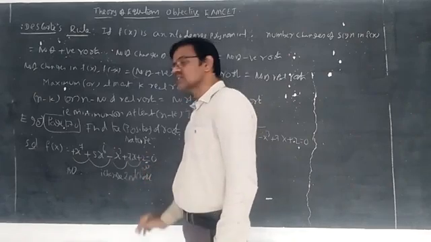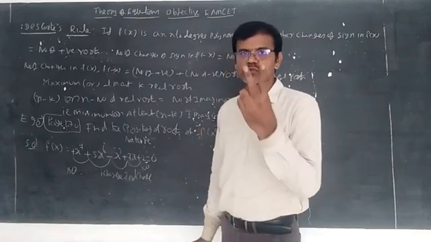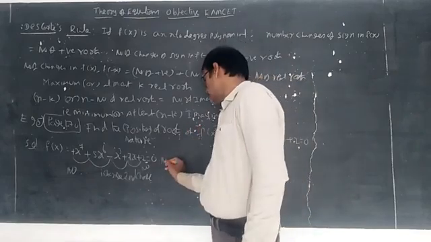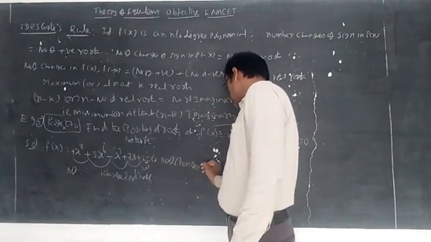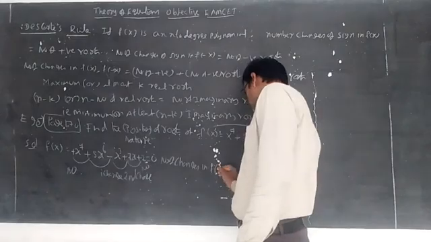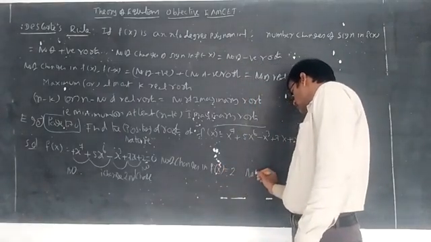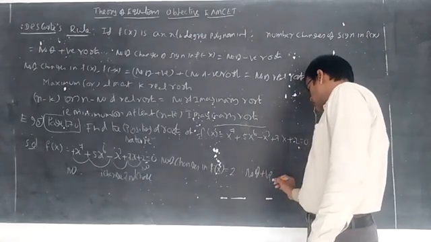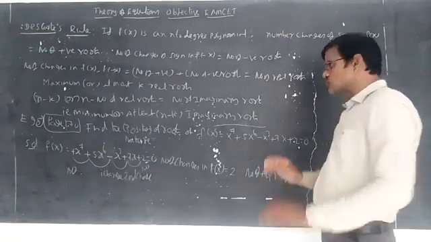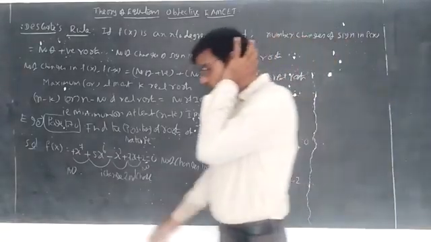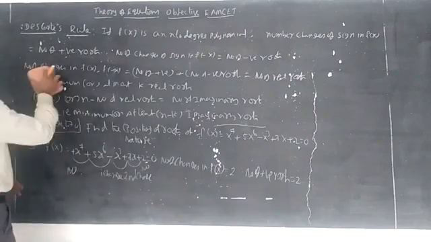So how many changes are there in the total expression of f of x? 2 changes. You can write the number of changes in f of x is equal to 2. Therefore, the number of positive roots equals 2. Keep that aside. Now you should consider f of minus x.